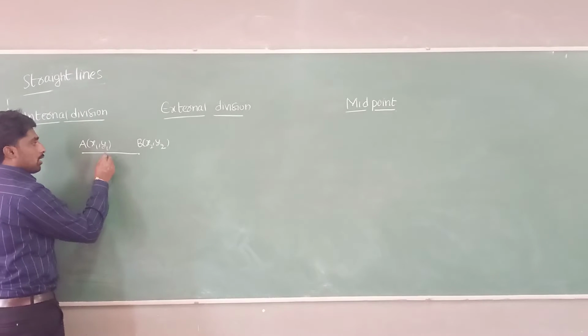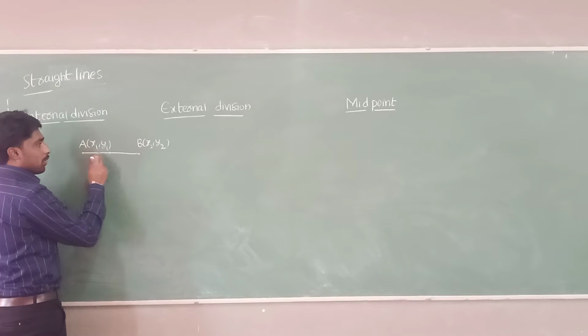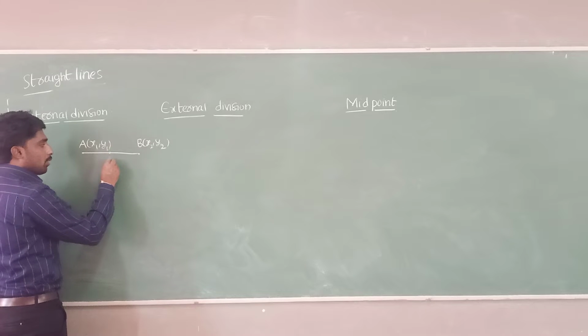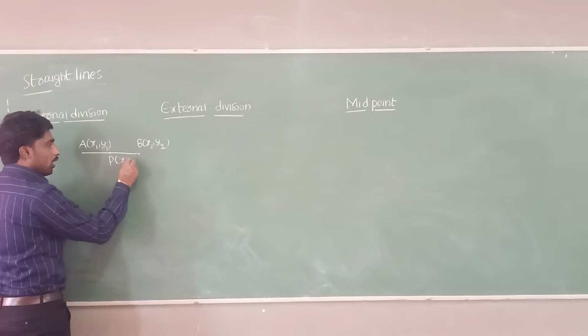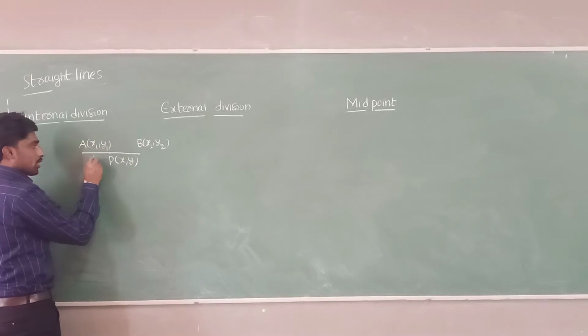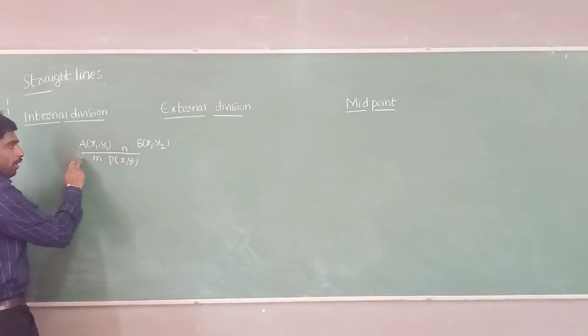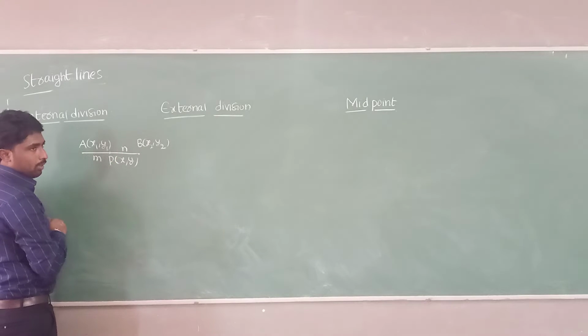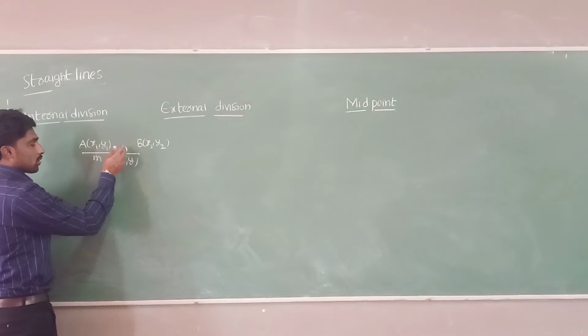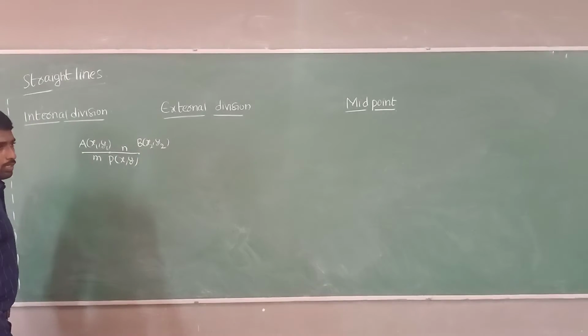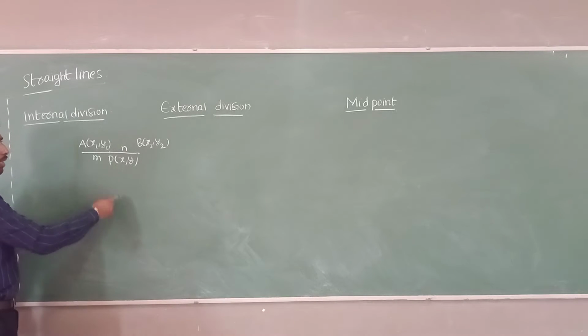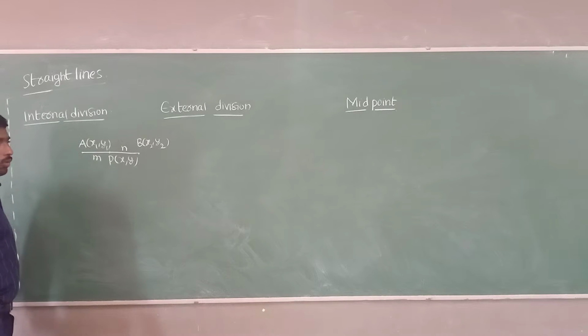If a point P lies between A and B, which divides in the ratio m is to n, it is called an internal division. At that time, they will ask what is this point. For that we have a standard formula.